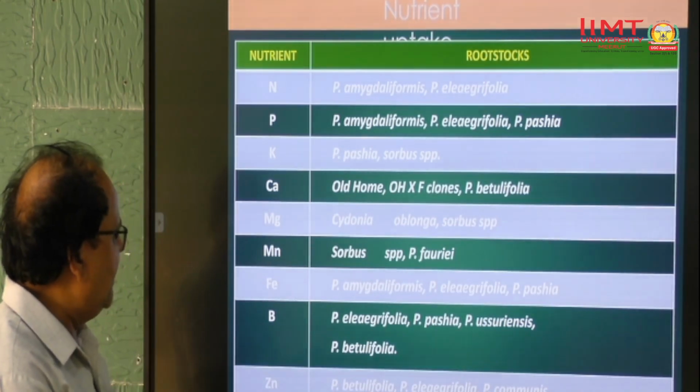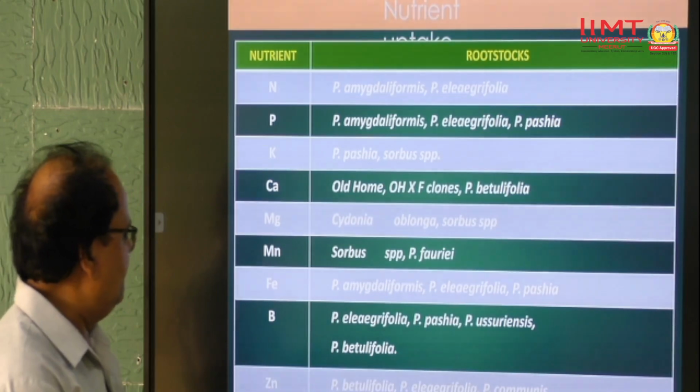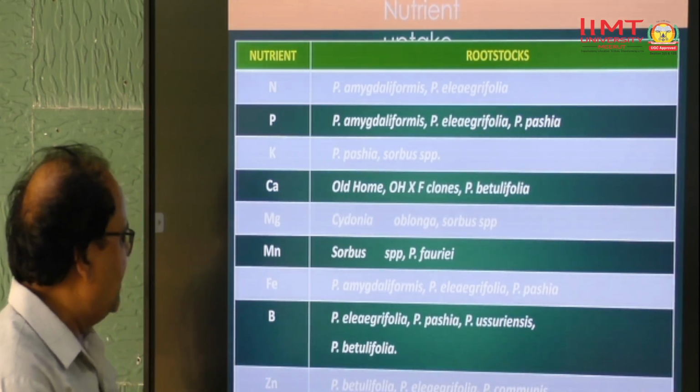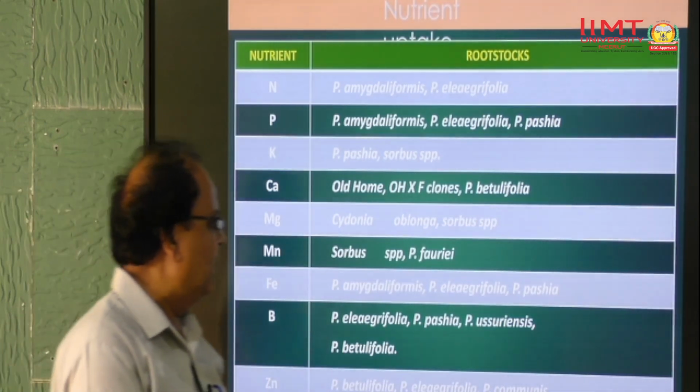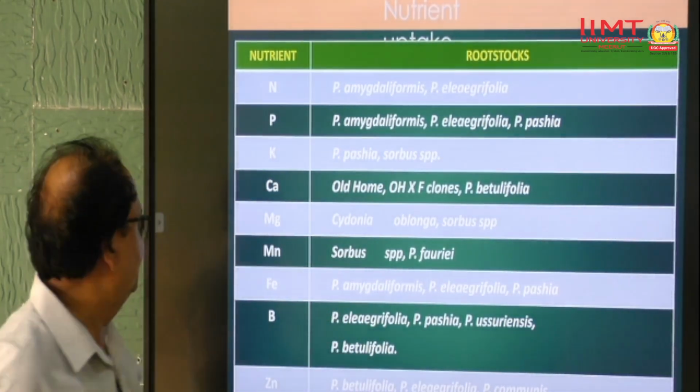For boron, Pyrus illigerifolia, Pyrus persea, Pyrus ussuriensis and Pyrus betulifolia have to be used for boron uptake. For zinc, Pyrus betulifolia, Pyrus langerifolia and Pyrus communis. These are the different rootstocks of pear that have to be used.